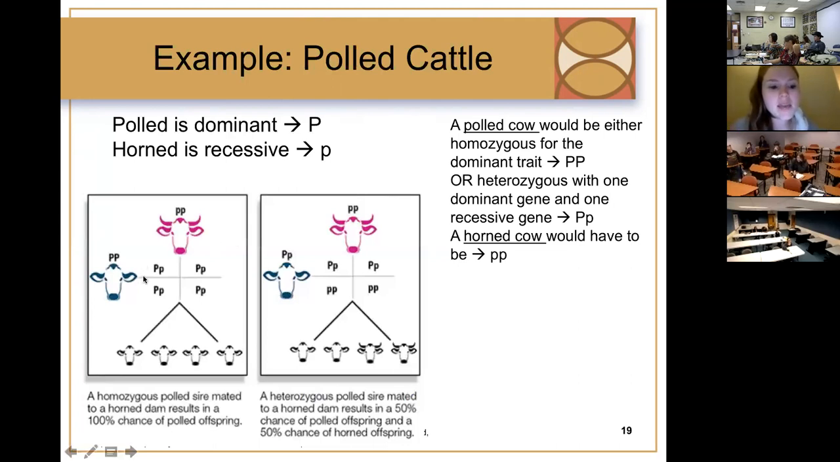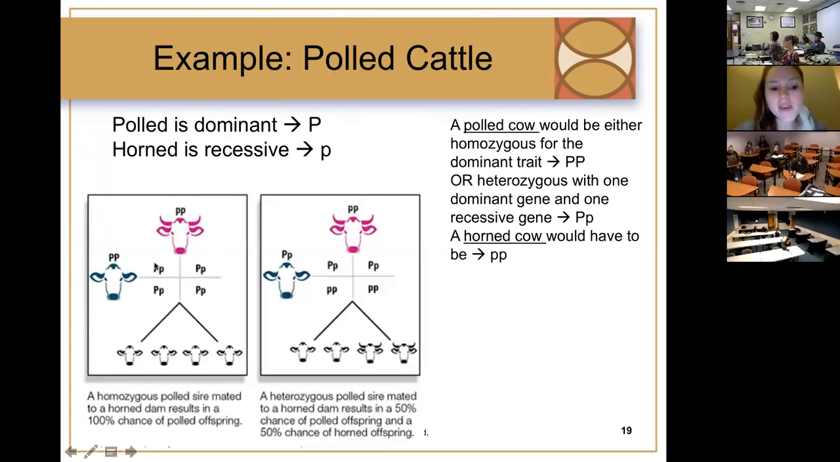So in this first example on the left, you have a horned mother, so she's little p, little p, and then you have a homozygous polled father. So that would be big P, big P. So that Punnett square, this is how that would work. Each offspring would be getting a big P from the dad, but a little p from the mom.